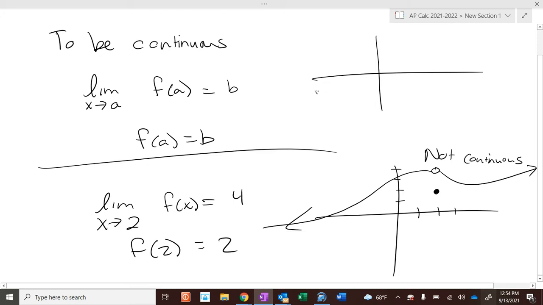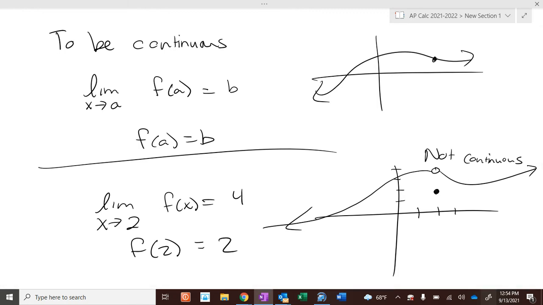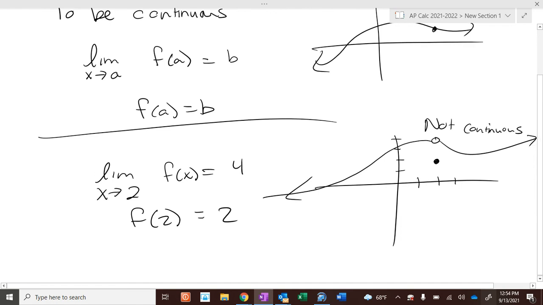So a function like this is continuous. Anywhere along it, you can find the limit at a point, and the value of that point is going to be equal to the limit at that point. That's what a continuous function is. It has to meet both criteria. So this is not a continuous function, because it has a hole in it.